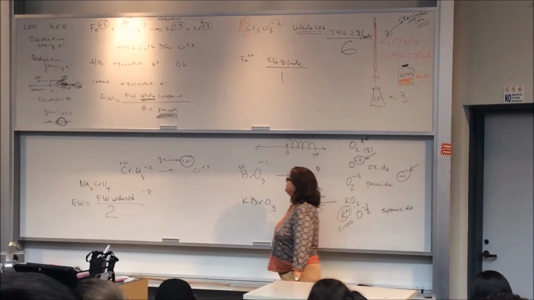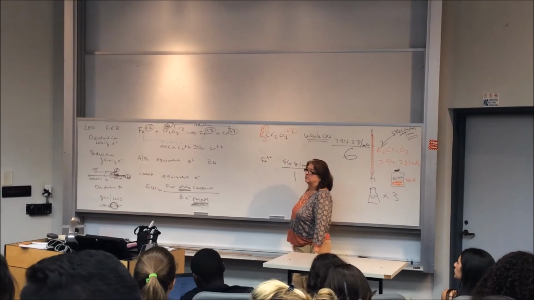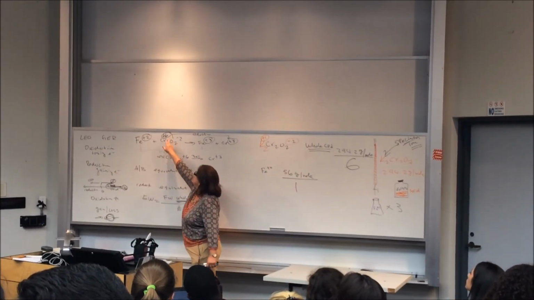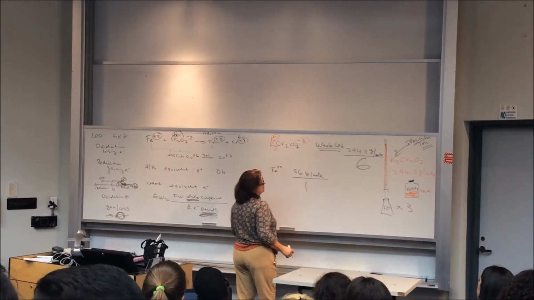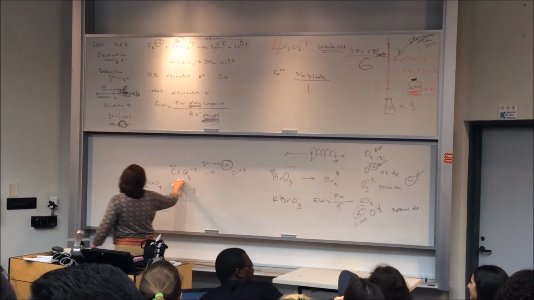You had something a minute ago. Yeah, I don't understand why then it was +6 for the chromium. How did this +6 come about? Yeah, like why wasn't it +3? Here, do it the same way you did it here.